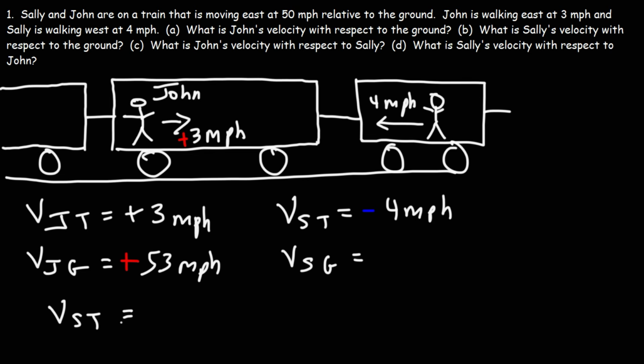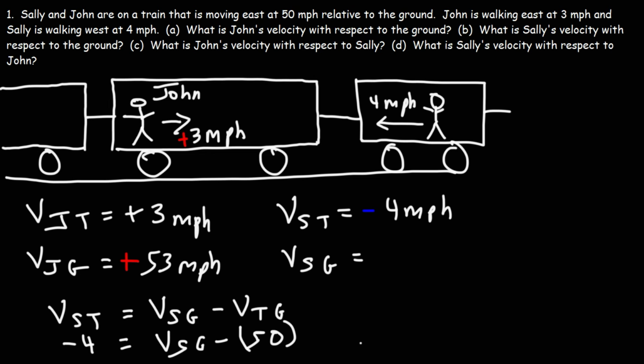So VST is going to be VS with respect to the ground minus VT with respect to the ground. VST is negative 4. VSG is what we're looking for. And the velocity of the train with respect to the ground is positive 50. So we need to add 50 to both sides. So it's going to be negative 4 plus 50, and that's going to equal VSG. Negative 4 plus 50, that's going to be positive 46.